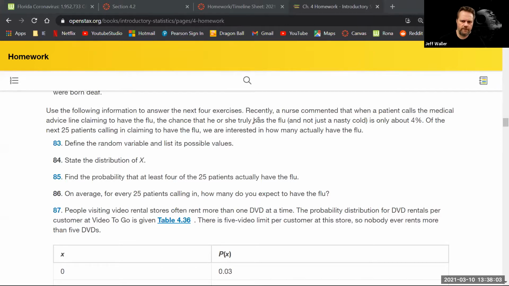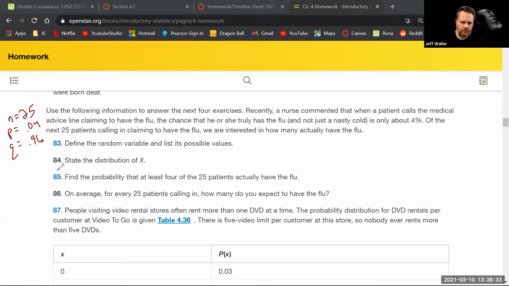So from this situation, can somebody tell me what is n? 25. Good, I got 25 people. What is p? 0.04. Good, 0.04. And sometimes somebody tells me this is 0.06, but no, come on. What's q? 0.96. They got to make a full one together.